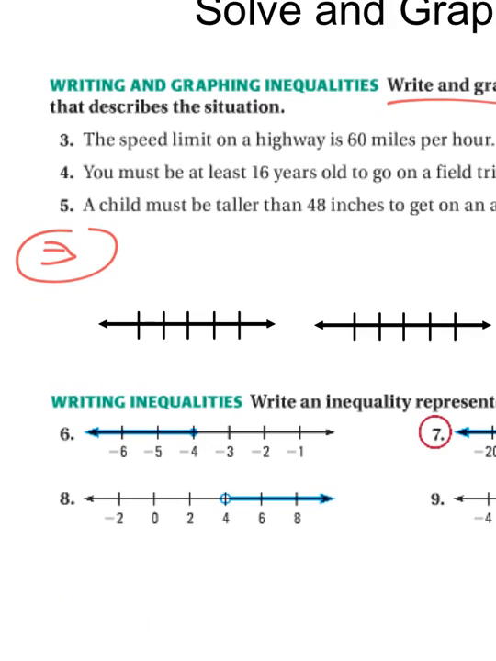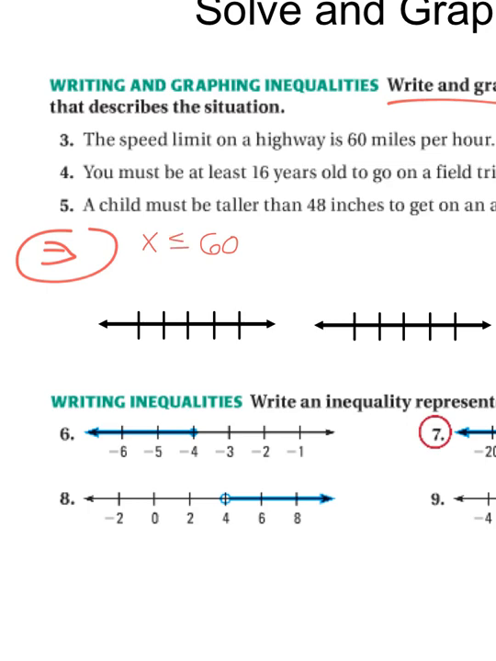Okay, I'm going to zoom in here a little bit. You can use whatever variable you want, but I typically use X, but you could use S for speed or L for limit or whatever you want. I'm going to use X. And in this case, we know that 60 is the number that I'm keying on here. I'm going to say, how fast can I drive on the highway? Well, I could drive up to 60 miles an hour, but I can't drive more. So that hints to me that it should be less than or equal to.